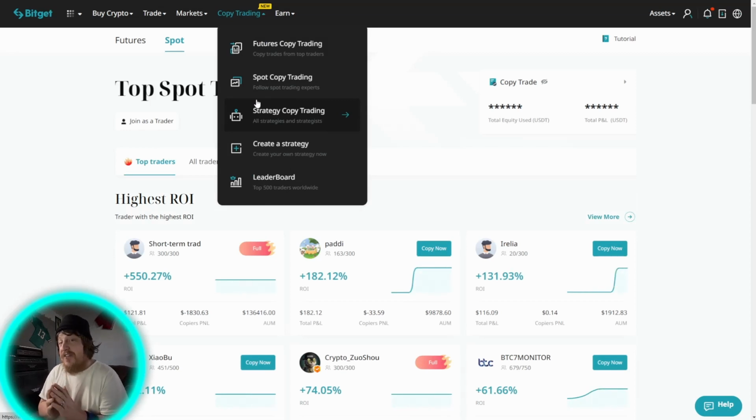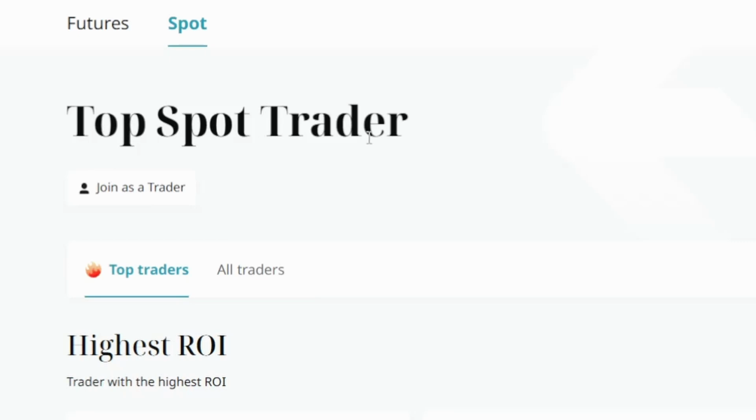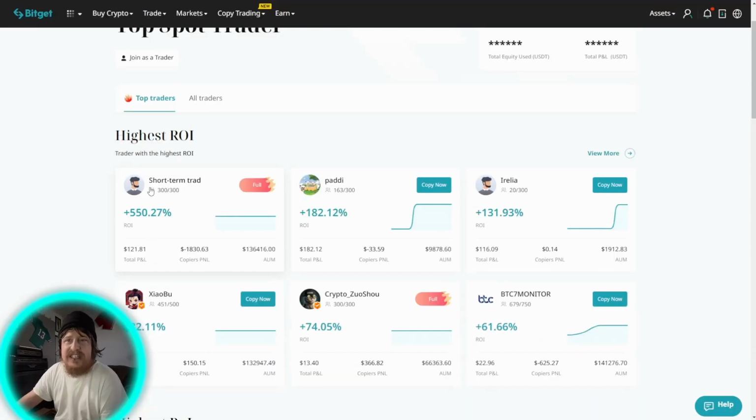Now, this is going to be a very, very important part of this video as we talk about what this next page shows, and how to understand who you do not want to potentially copy. So right off the bat, you can see that the top of the page says top spot trader, and below that it shows the top traders and all traders, and by default we're on top traders, and I want to explain what you're looking at here.